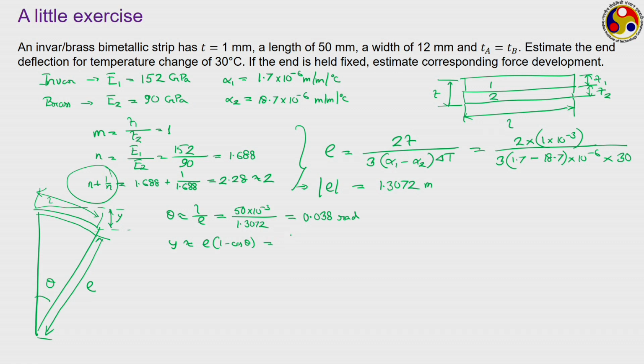So, putting the numbers, rho we have calculated to be 1.3072 into 1 minus cos of 0.038. Putting the values, we have a deflection of 0.956 millimeter. So, the total deflection that is taking place is 0.956 millimeter, or approximately 1 millimeter, which is an extremely small deflection, but with a suitable deflection measuring instrument, a suitable strain gauge kind of device, we can easily detect such a deflection and subsequently relate it to the corresponding temperature change of 30 degrees Celsius. So, this is the first result.